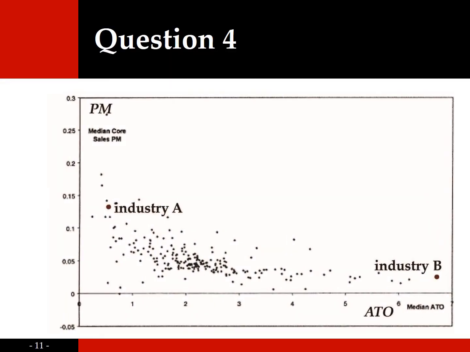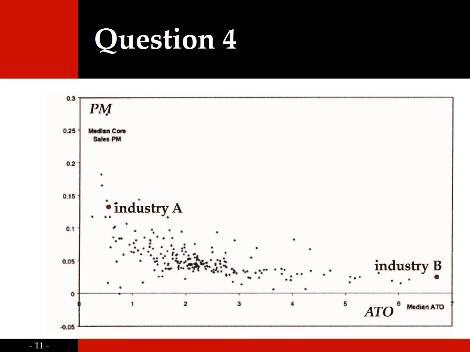This is the figure I want you to consider when answering question 4. It shows the operating profit margin on the vertical axis and the asset turnover on the horizontal axis. The dots in the graph represent median values for individual industries. I have selected two industries, A and B. I tell you that one of them is retail and the other one is oil and gas.